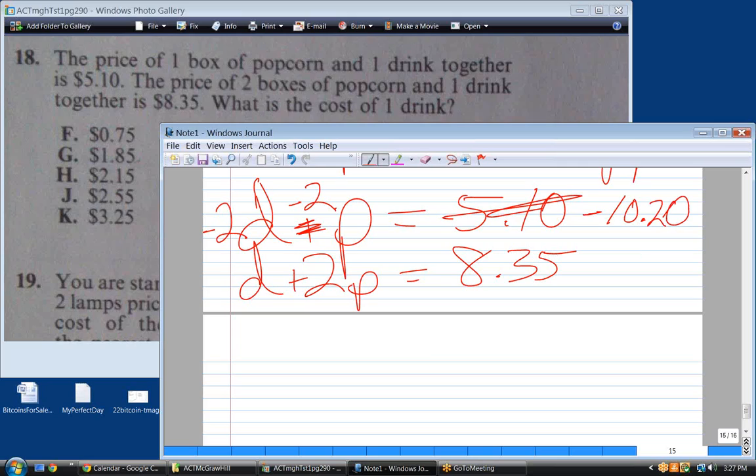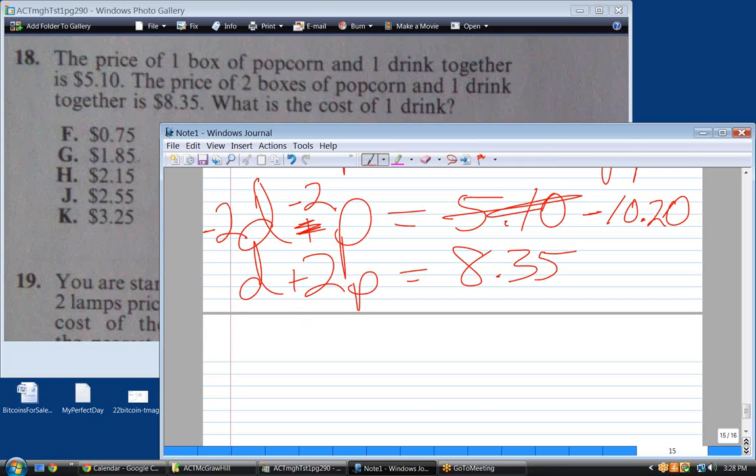Now what? Well, -2P cancels out. So the P gets eliminated, which is good, because it means we're going to solve for D, and that's what they want, the cost of one drink. So first of all, why did I multiply the top by -2? To eliminate the P's when I added these two equations together. So the next step is to add the two equations together.